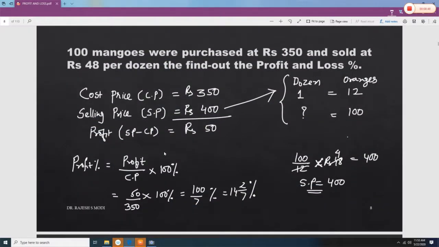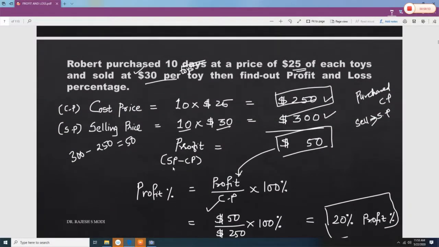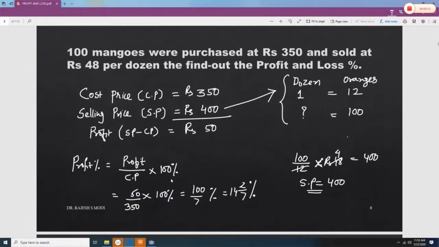Next, the earlier example, this Robert example, is called the case of an amount, because here the dollar value is given. So the base will be CP. But when the dollar value is not given, and instead of dollar value the numbers are given, then how are we going to find out the profit percentage? For example, 100 mangoes were purchased at rupees 350 and sold at rupees 48 per dozen. Find out the profit and loss percentage.